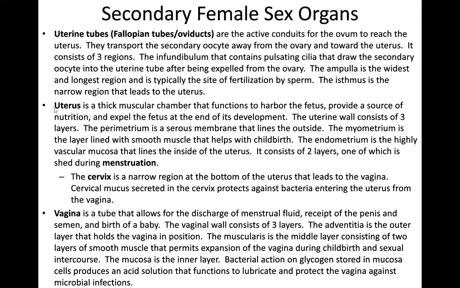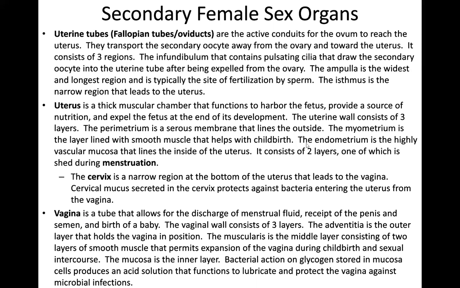And the wall of the uterus consists of 3 layers. The perimetrium is on the outside. Physiologically, not much to discuss there. The myometrium is a very important layer made up of muscle that helps with childbirth. That's where the contractions that a female experiences during the childbirth process come from. It's actually the muscle pushing that baby down into the cervix, which is the narrow region at the bottom of the uterus that leads to the vagina.